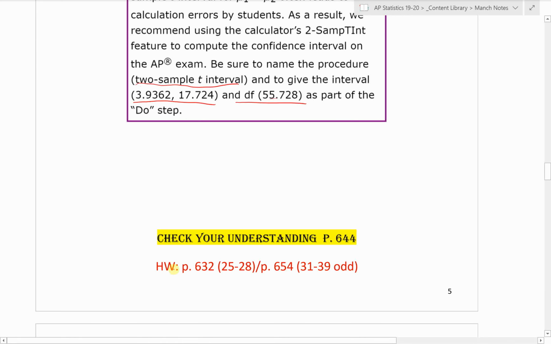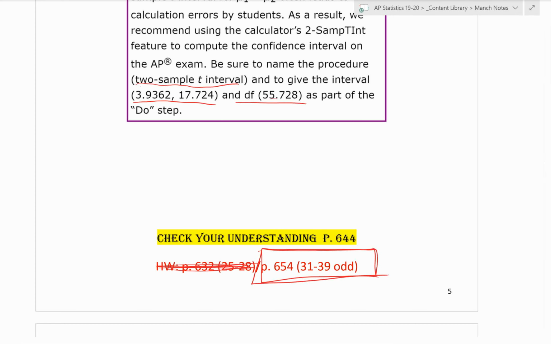So for practice exercises, I think I split that up differently and assigned these already in your previous section in teams. Either way, you have to do all the problems at some point, but here are the exercises for this first half of this section on constructing confidence intervals for the difference of means.